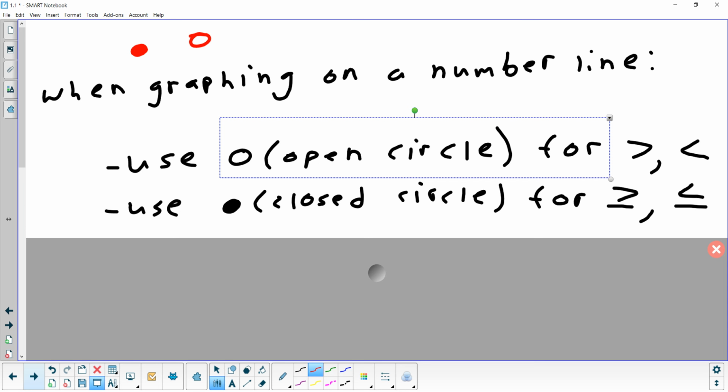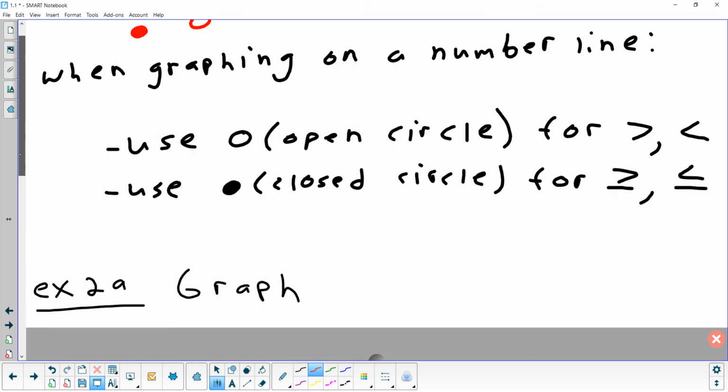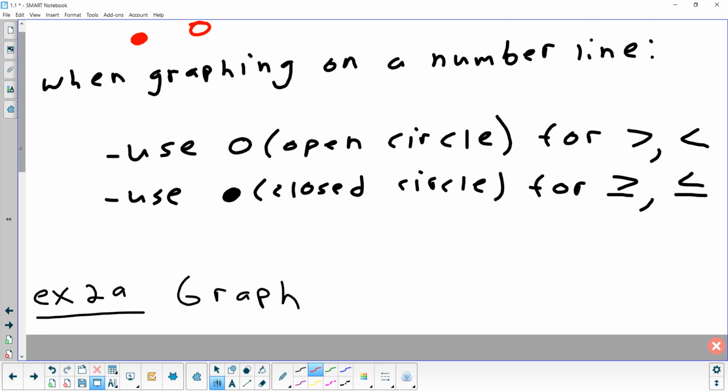Now there is another way to do it besides the open and the closed circle. I'll touch on that quickly because our book uses that. But when we do it on a test, like in Edge Elastic, this is how it's going to be set up. All right, well, let's try an example of graphing an inequality on a number line.